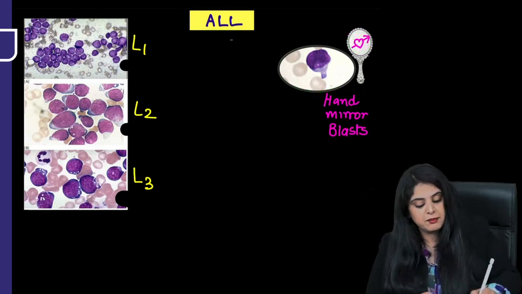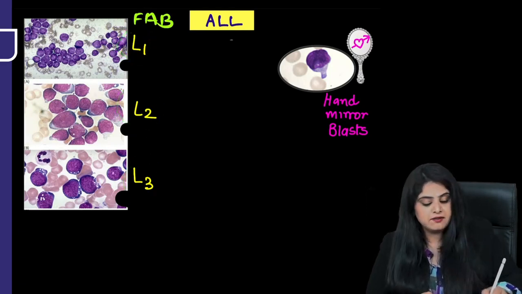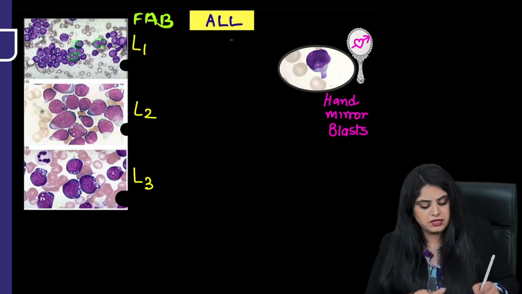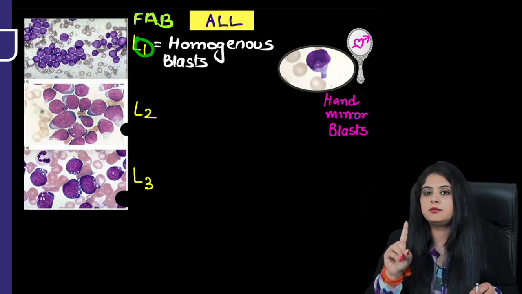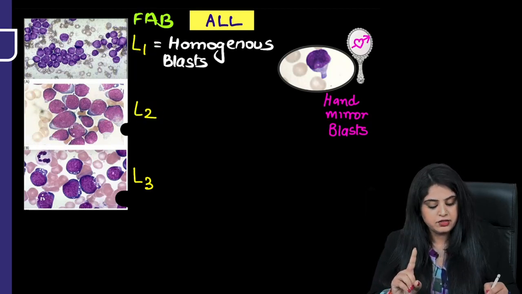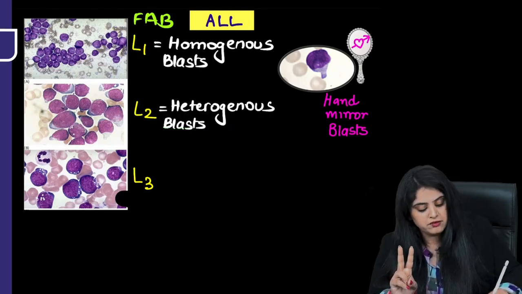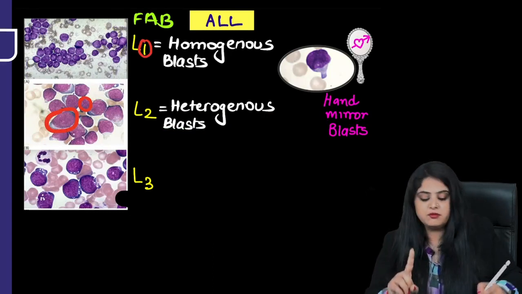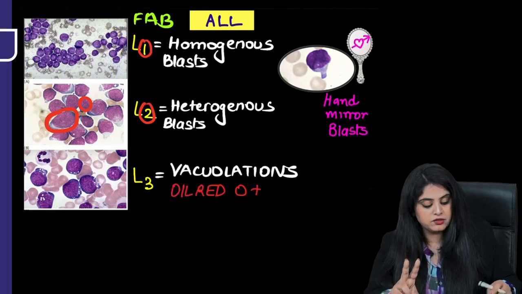But as per the FAB classification, ALL is of 3 types: L1, L2 and L3. And the question that they ask, okay, in L1 you'll say, ma'am, all are the same small size. All of them are of the same size. So these are what? Homogeneous blasts. L1, one type of blasts. As soon as I say L2, 2 types of blasts, heterogeneous blasts will be noted, means some of them are small, some of them are big. So L1 has one size of blasts, L2 has 2 sizes of blasts.